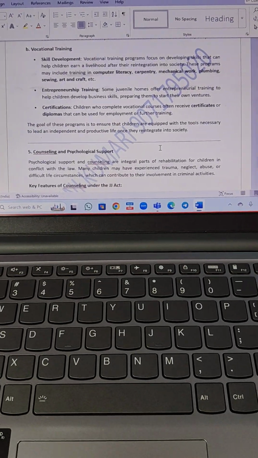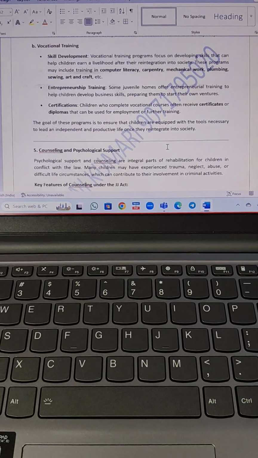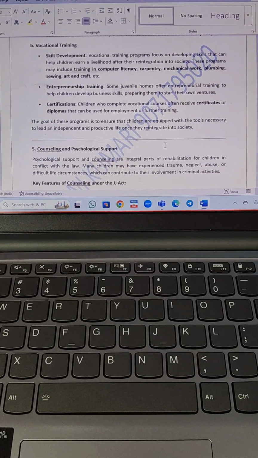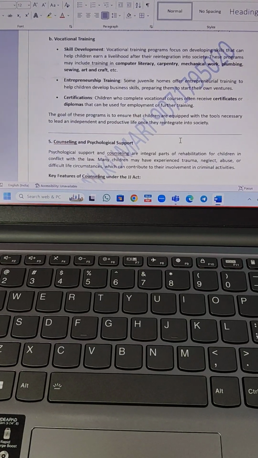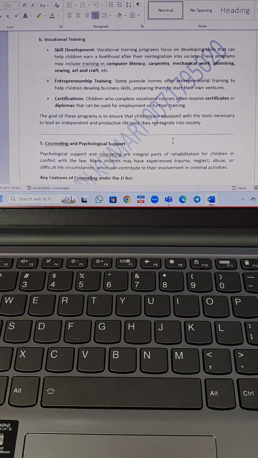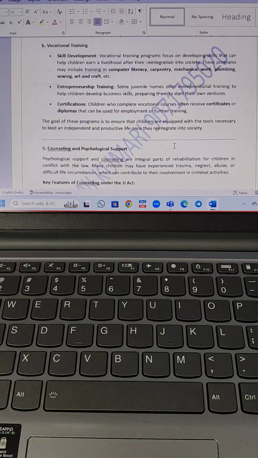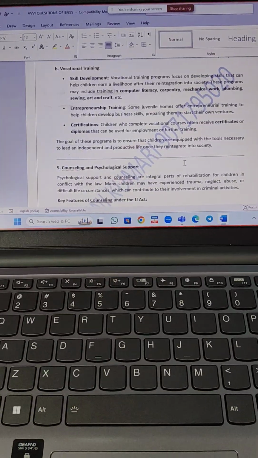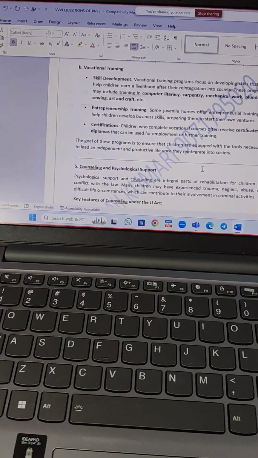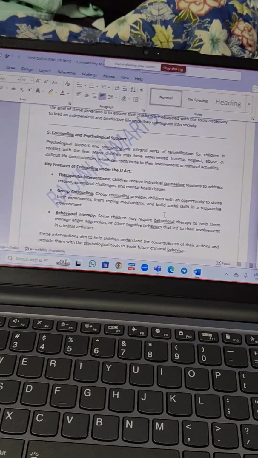Children who complete the vocational training often receive certificates or diplomas that help them in employment or further training. The goal of these programs is to ensure that children are equipped with the tools necessary to lead an independent and productive life once they reintegrate into society. Once they re-enter society, this will be helpful for them.